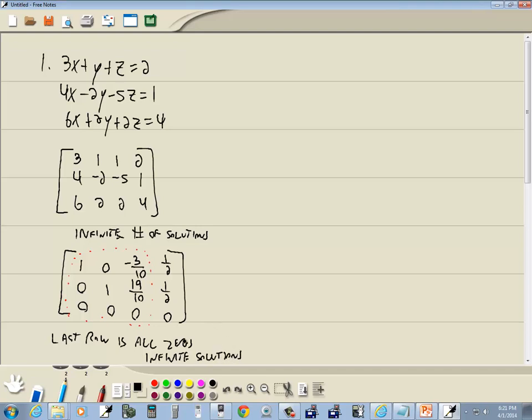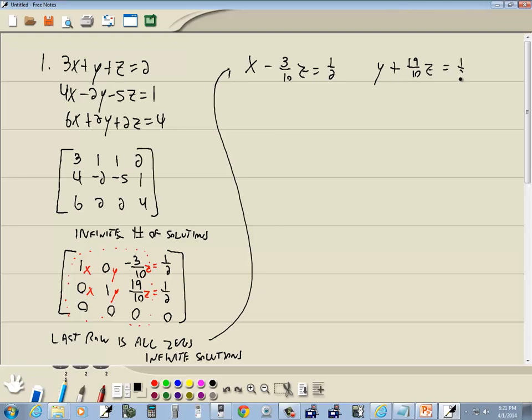Most books do not like it written just as infinite solutions. They want to go further. And when I say go further, they want you to put your x's, y's, z's, and equals back in. So if I come up here, the 0 drops away. So we got 1x, which is x, minus 3/10 z is equal to 1/2. That's our first row. Our second row, the 0x drops away. We got 1y, or y, plus 19/10 z is equal to 1/2. Now I want to solve this for x. So I take the negative 3/10 z over to the right side, and we get 1/2 plus 3/10 z.